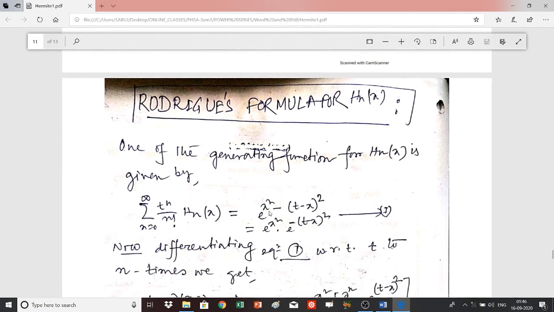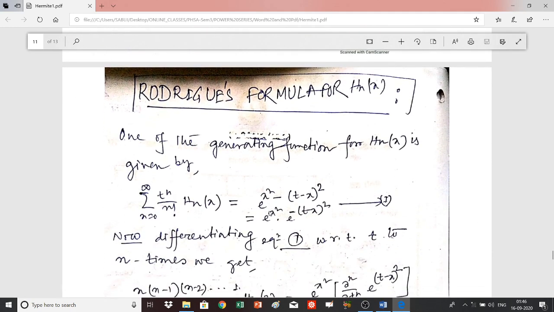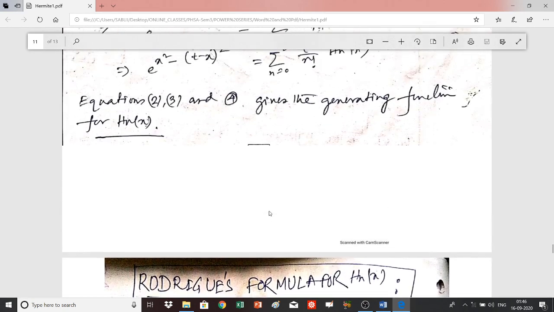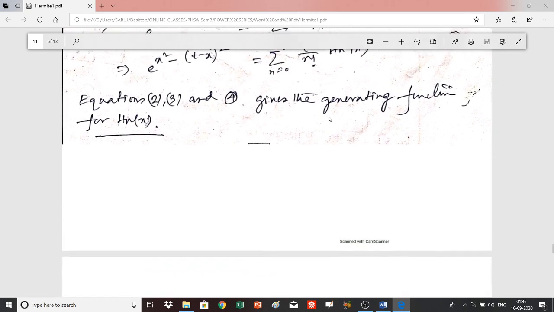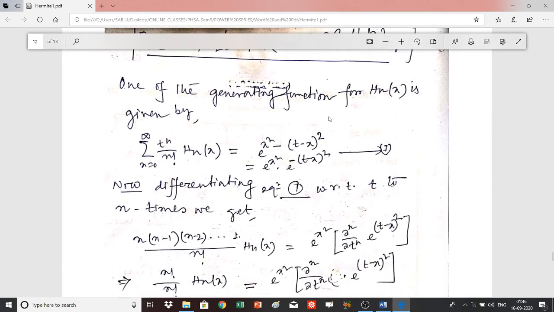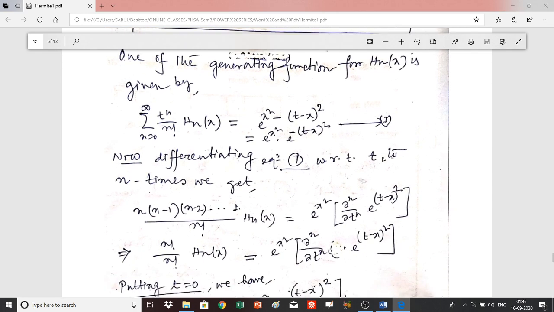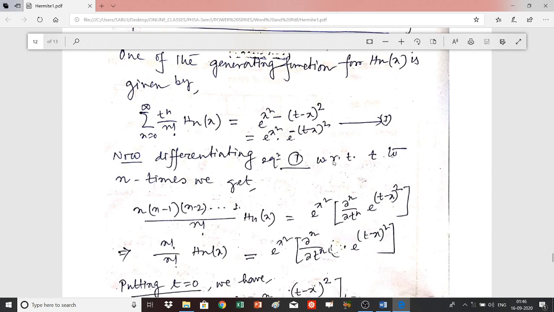Now the Rodrigues formula. One of the generating functions, as we have calculated in the previous section, is e to the power x square minus (t minus x) whole square, which is equal to this. I use this relation. So this is written here: the sum over n from 0 to infinity of t to the power n by n factorial, H_n(x), equal to e to the power x square minus (t minus x) whole square. That can be written as e to the power x square into e to the power minus (t minus x) whole square. In this section, I write it as equation 1. Now differentiate this equation n times.